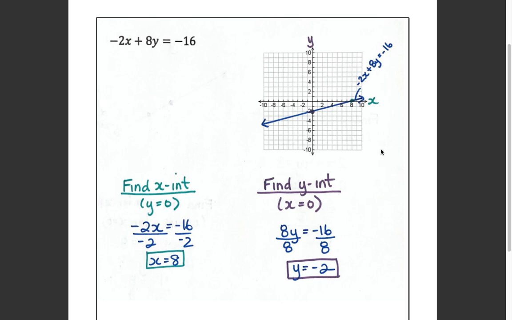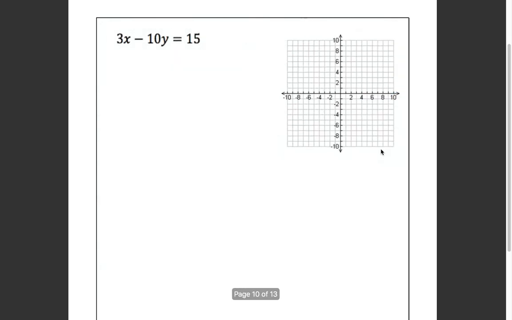And we'll try one more, and then you can practice some more on your own. So this time I want you to graph 3x minus 10y equals 15. So find the x-intercept, find the y-intercept, plot your points, and see what you get. Again, pause the video, try it on your own first, and then press play again so that you can check your work.